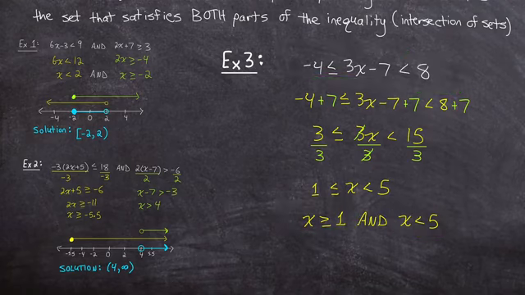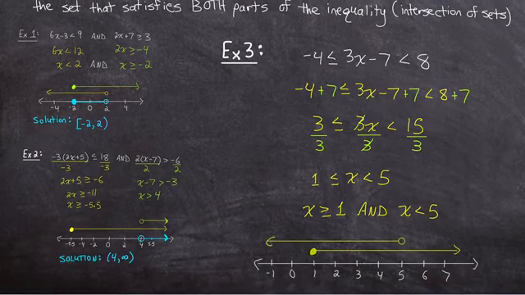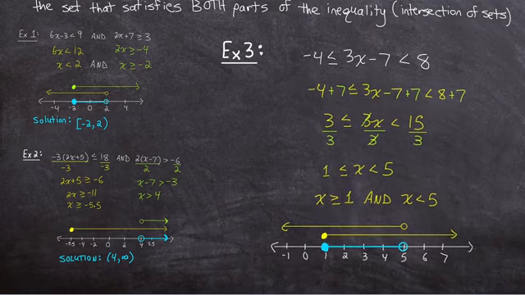To write that set of values in interval notation, it would be helpful if I first graph them on a number line. My final solution set is going to be the set of values that fall on both of these lines. It's the intersection of those two lines, which would be all the numbers between 1 and 5, including 1, but not including 5. So let me give myself a bit of room to write that final answer in proper interval notation.